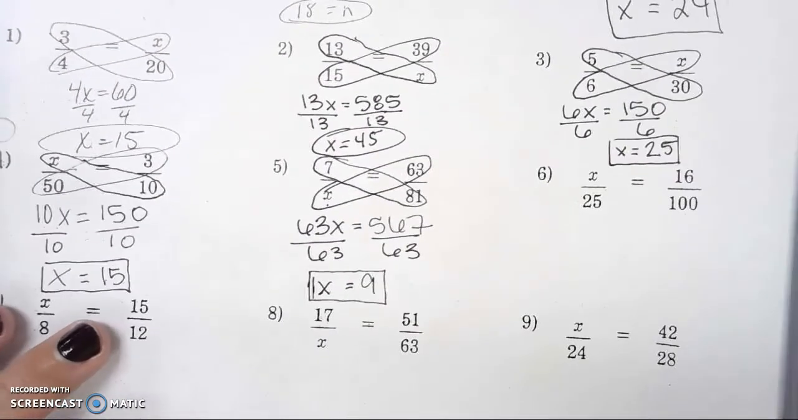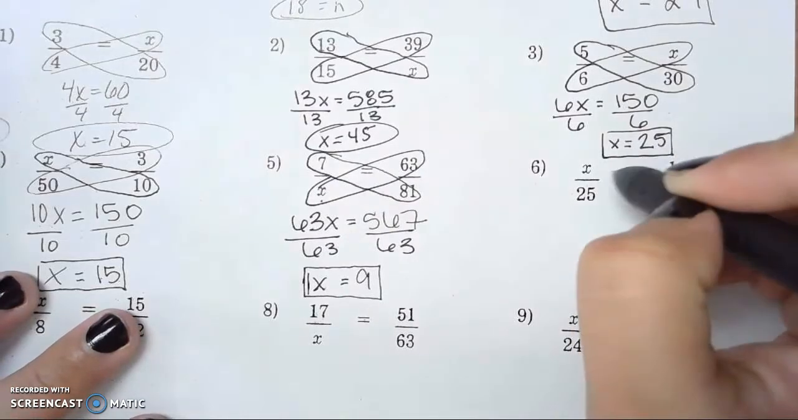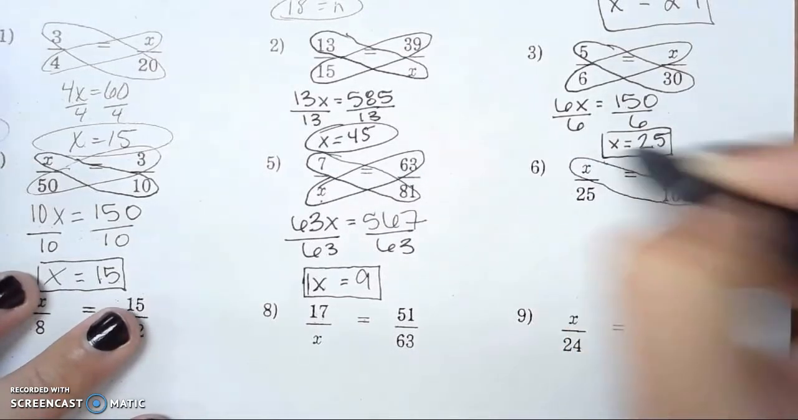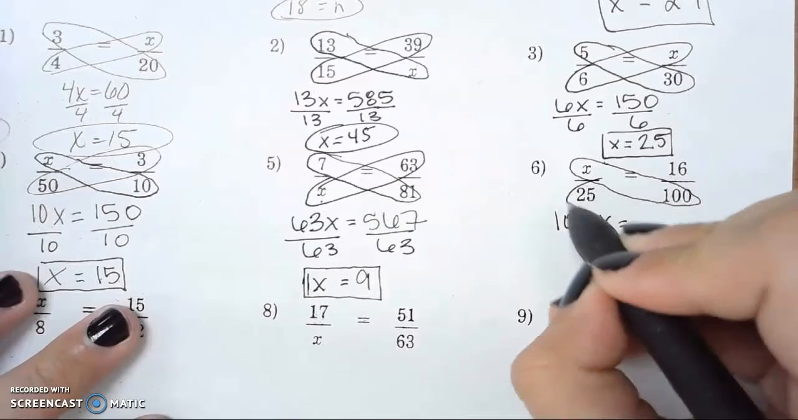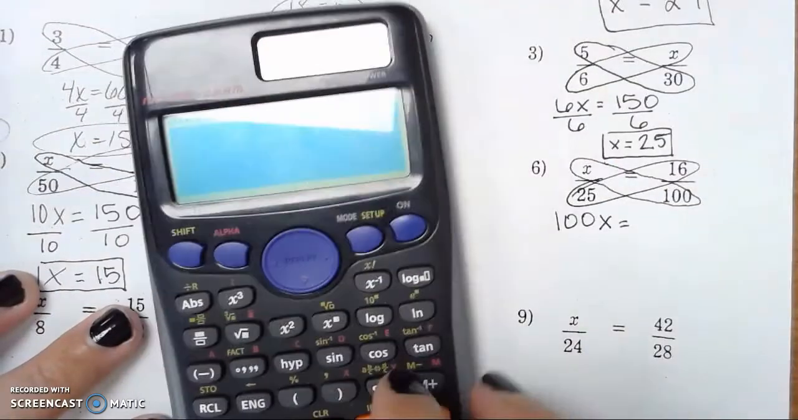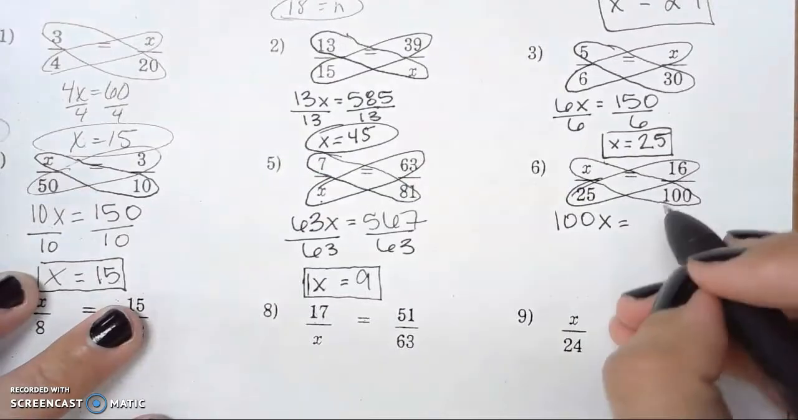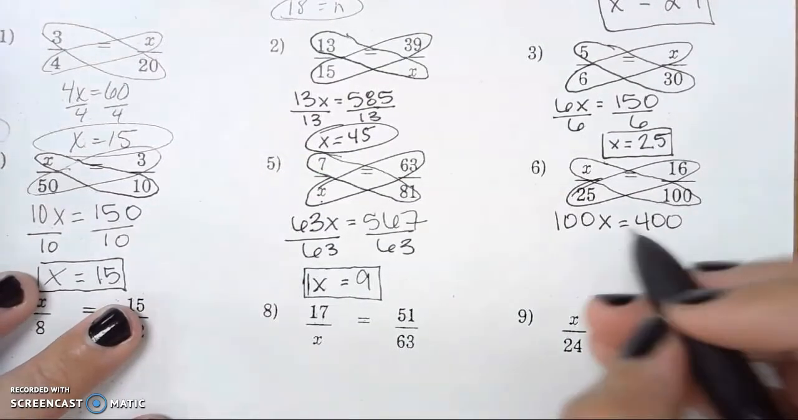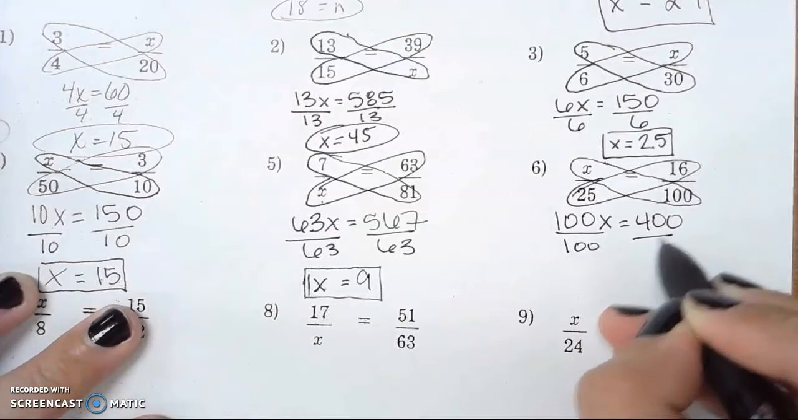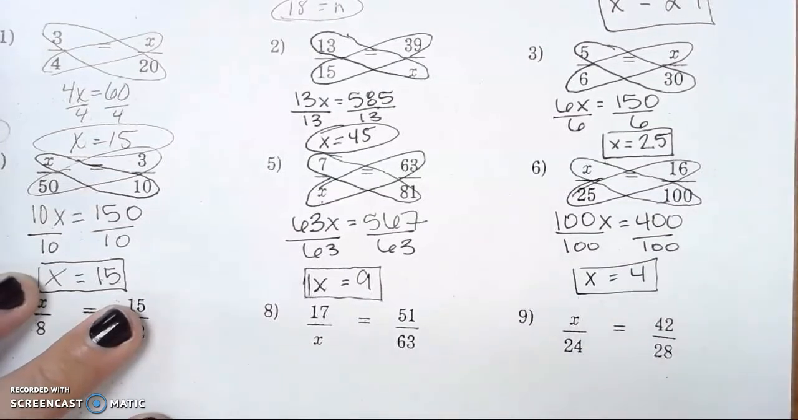Okay? All right, one more, then I'll have you guys try out the other ones. So 100 times x is 100x. 25 times 16. 25 times 16 is 400. And then your last step to get x by itself is to just divide by 100 on both sides, and you should get x equals 4.